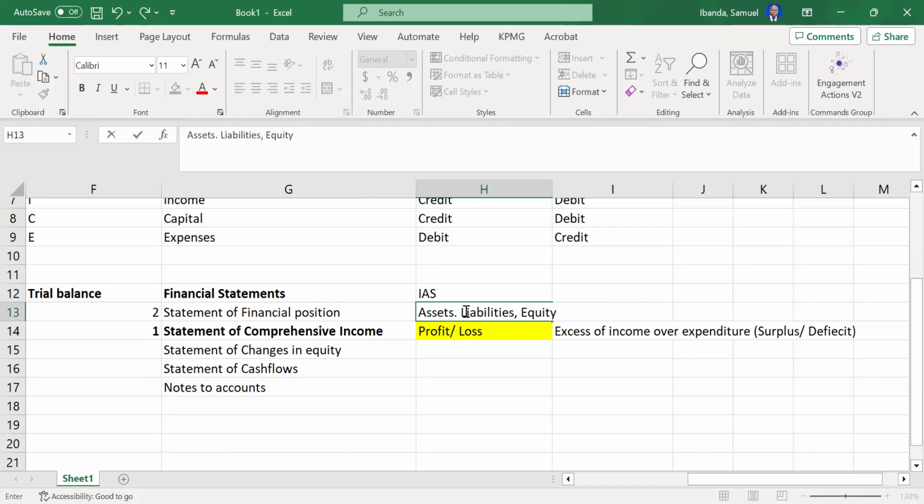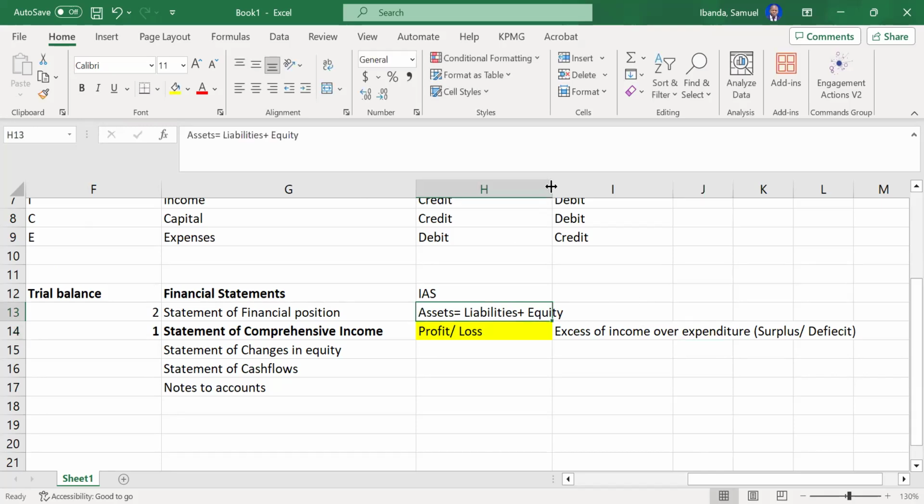And we know that from the accounting equation, assets are equal to liabilities plus equity. And the statement of financial position is actually trying to look at how this equation works, your liabilities plus equity, and so on.